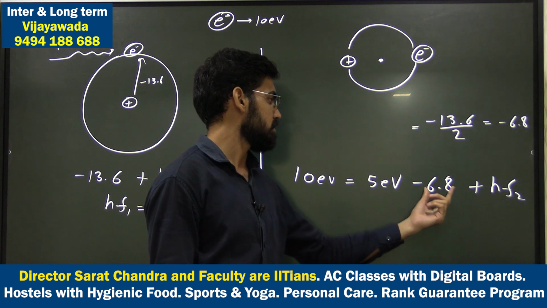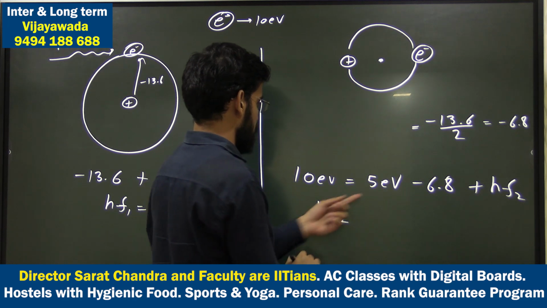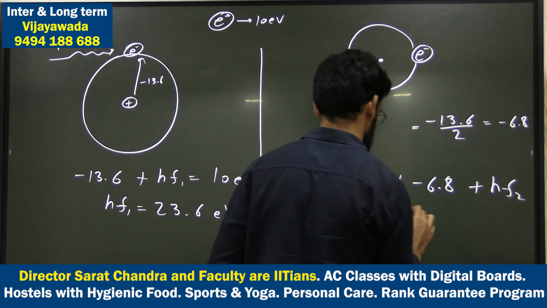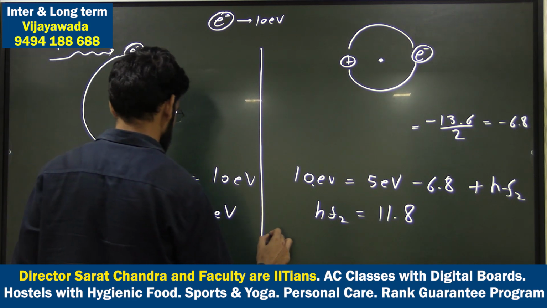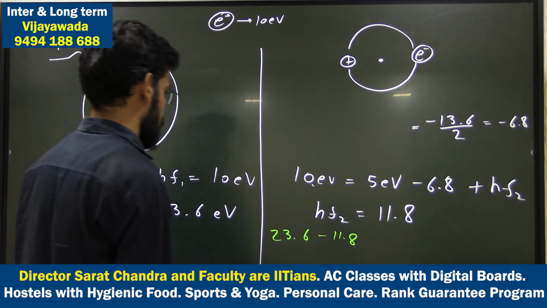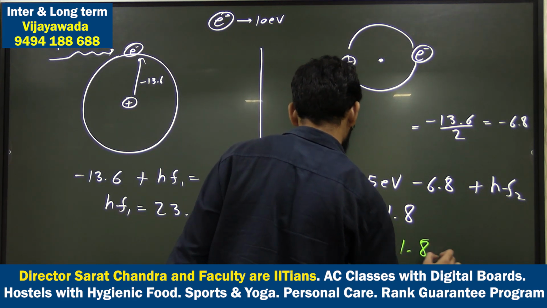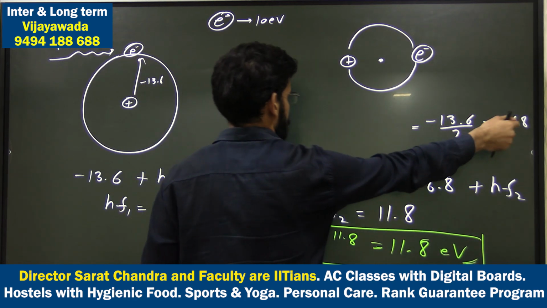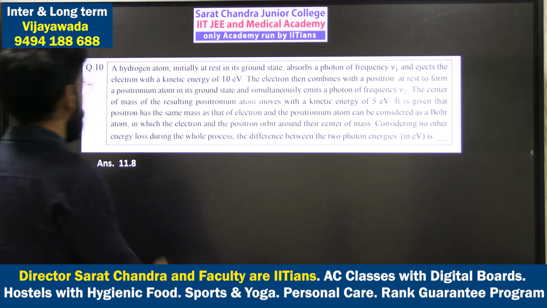This is the system energy, this is the potential, this is the kinetic. So from here hF2, this is 5, and then this will add 5 plus 6.8, that is 11.8. What he is asking is the difference of these two. So actually this is nothing but 23.6 minus 11.8, that is 11.8 electron volt. That's your answer. The difference of these two is being asked. Here you have to understand this thing which is also in the notes. Reduced mass will be considered and both are of the same mass. So that's it. 11.8 is your answer.